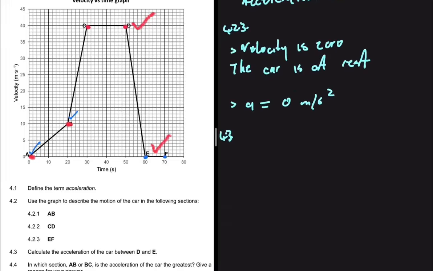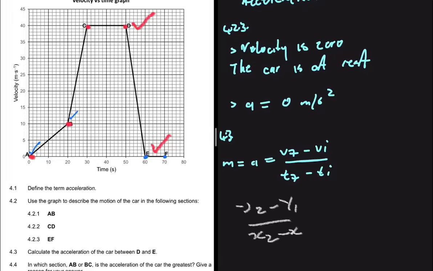If we use the gradient, what we're saying is that the gradient of a velocity time graph is equal to the acceleration. This will be V final minus V initial divided by time final minus time initial. This is the same as saying V2 minus V1 divided by T2 minus T1, which is what you do in math when you want to find the gradient. You say Y2 minus Y1 divided by X2 minus X1. This is exactly what we're going to do here, but the only difference is that our Y is velocity and our X is time.